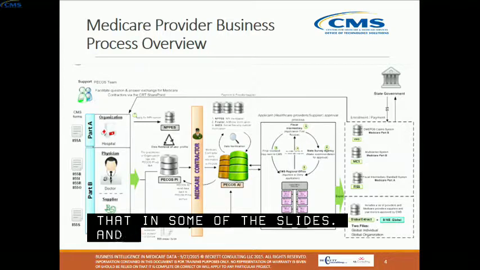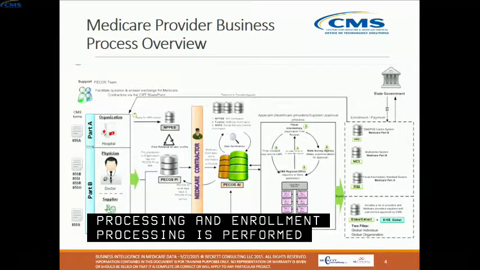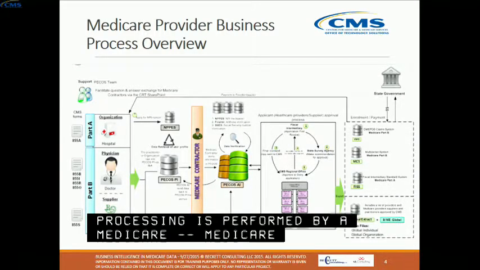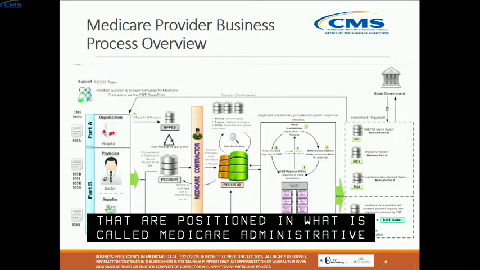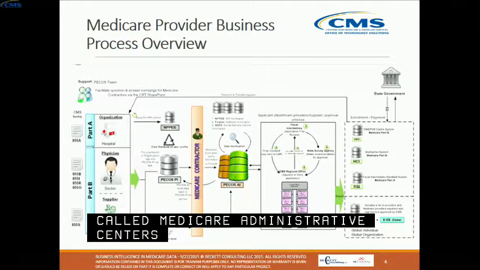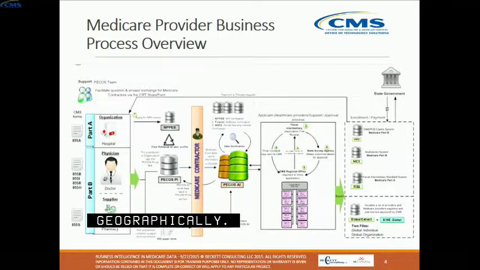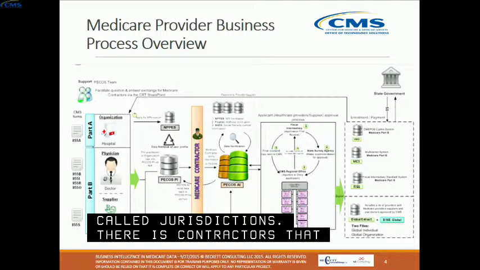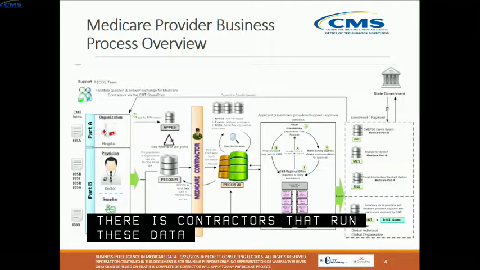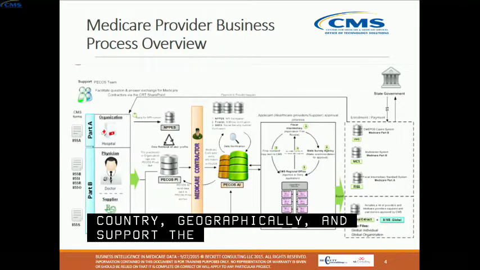All of this application processing and enrollment processing is performed by Medicare contractors that are positioned in what are called Medicare administrative centers that are distributed around the country geographically. CMS divided the country geographically into regions. They're called jurisdictions, and there are contractors that run these data centers around the country and support the enumeration and enrollment.